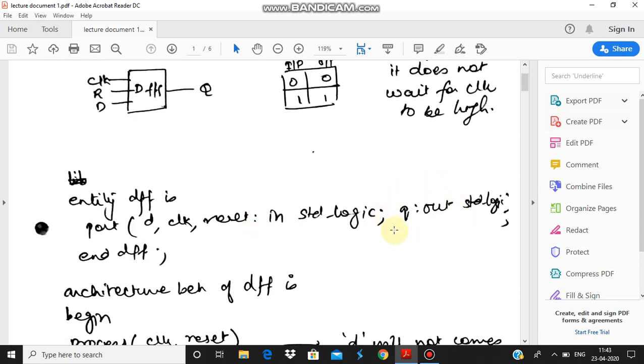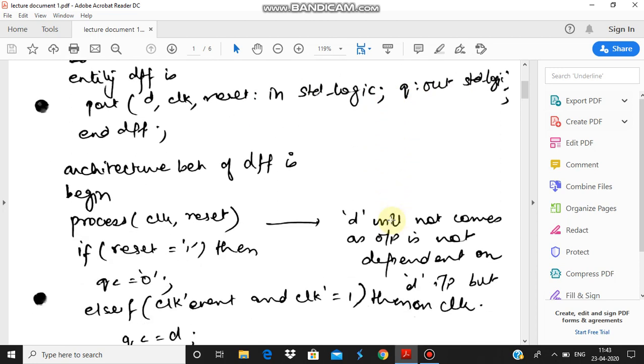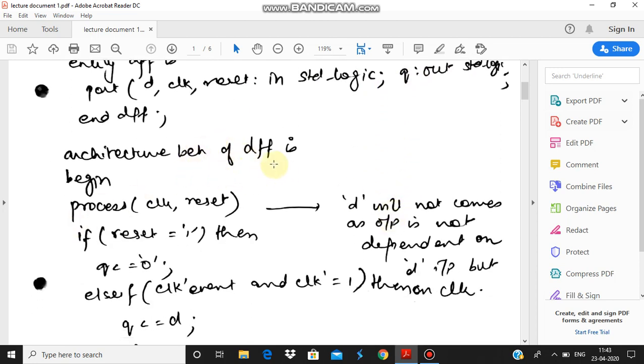The in-out pin will be used only when you have your circuit diagrams where your output Q and Q bar get fed back to your inputs, right? So this is your Q as your output. The architecture will be a behavior type of D flip-flop which begins with a process. Now inside this process, what goes in is your clock and reset only, and not the D input. Why will the D input not come? Because the output no longer is dependent upon the D.